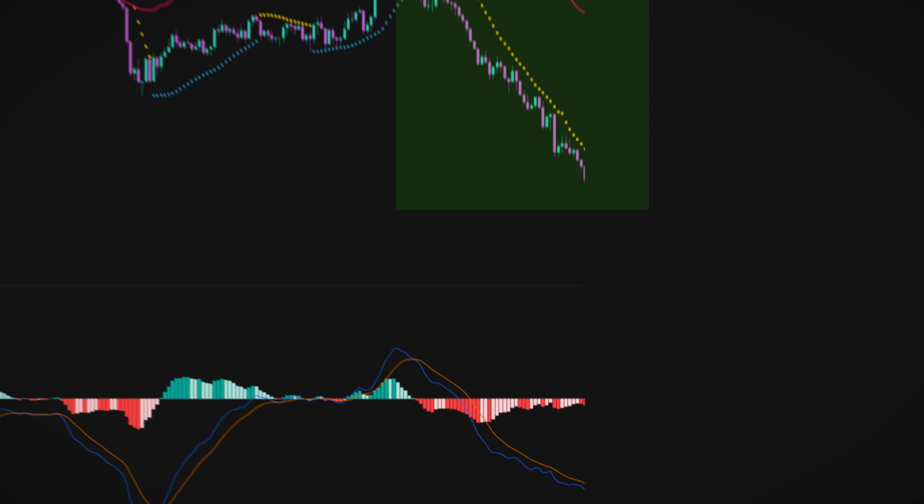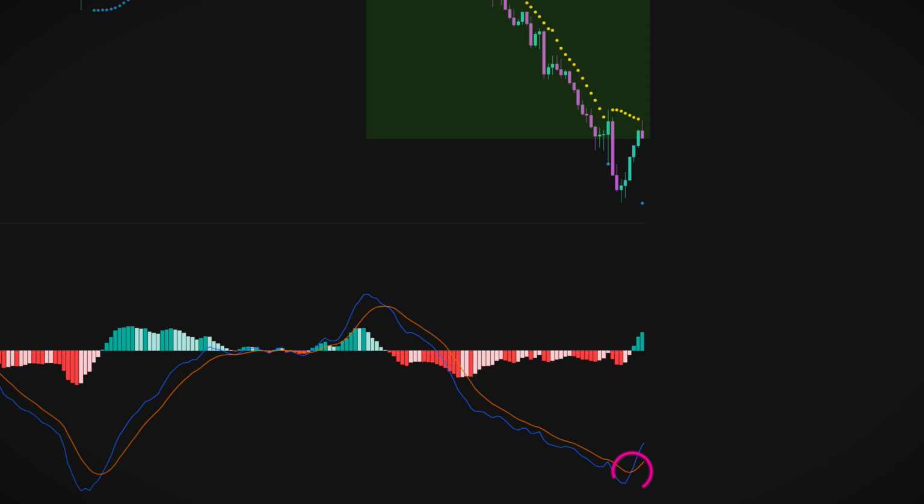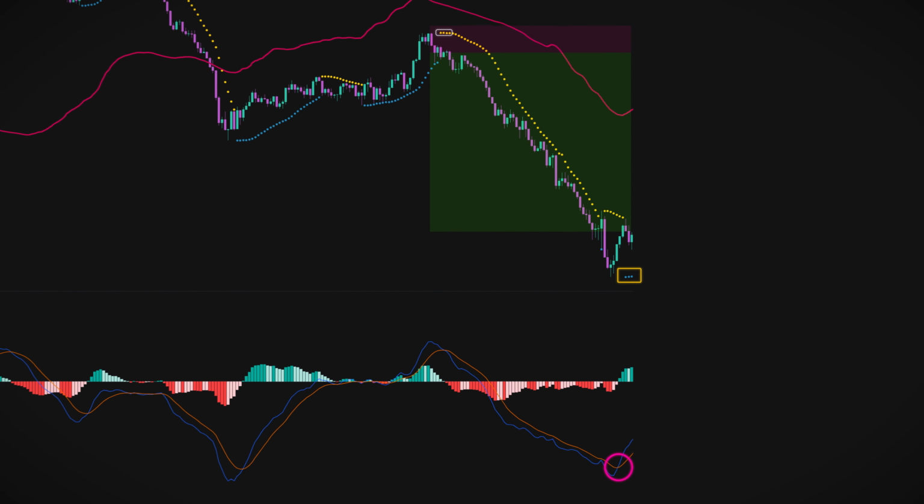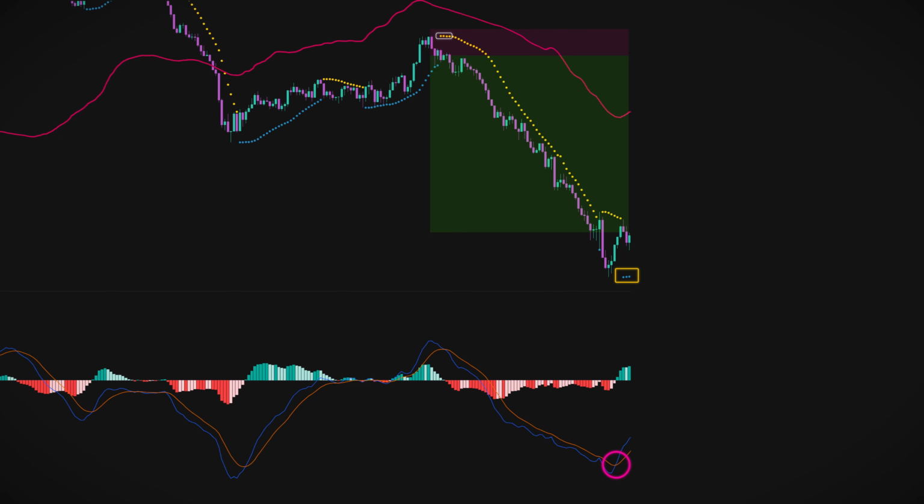Monitor the trade closely. If the MACD line crosses back above the signal line, or the parabolic SAR dots move below the candles, it's time to exit the trade. If nothing changes, let the trade run and wait for your take profit to be hit.